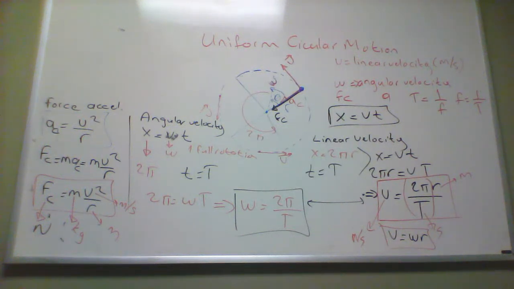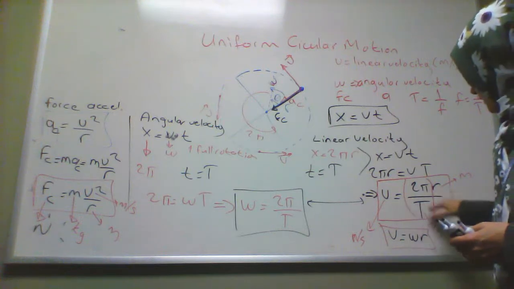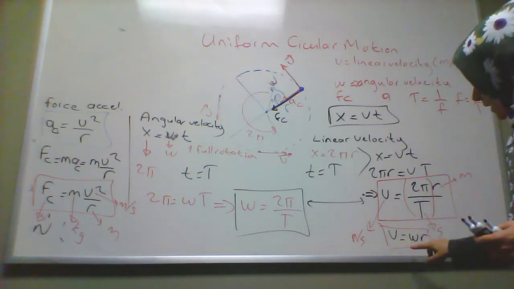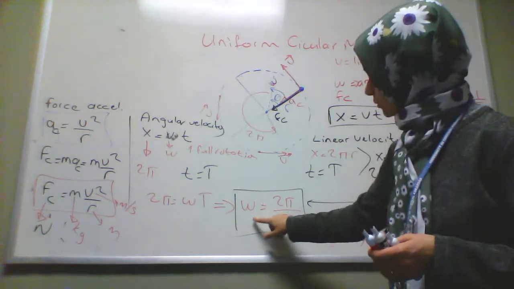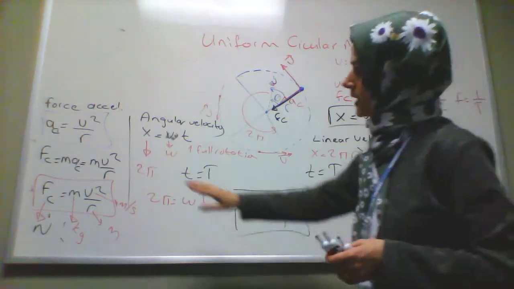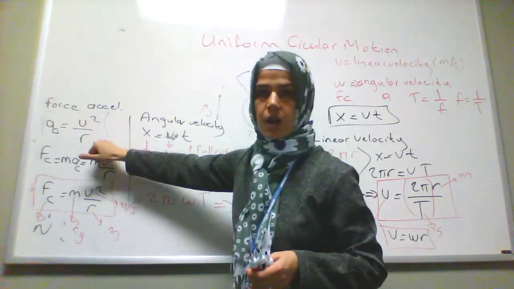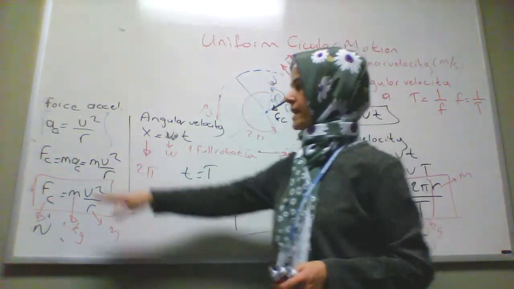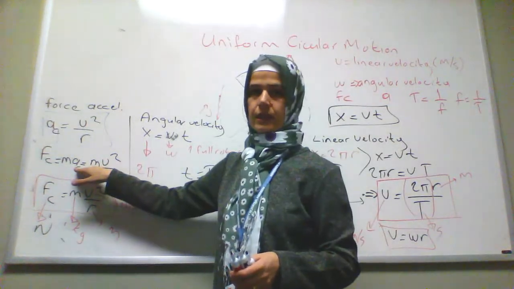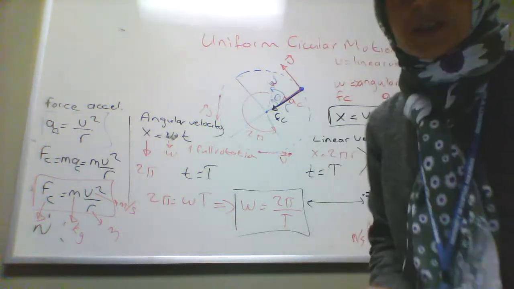So here are our values. We have linear velocity equal to 2 pi over T times r, or omega times r. Angular velocity equals 2 pi over T. We have AC, centripetal acceleration, equal to v squared over r. And we have FC, m v squared over r, coming from m times centripetal acceleration, AC. Here are the definitions, and let's solve the question.